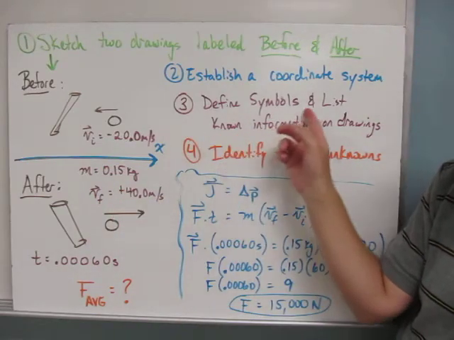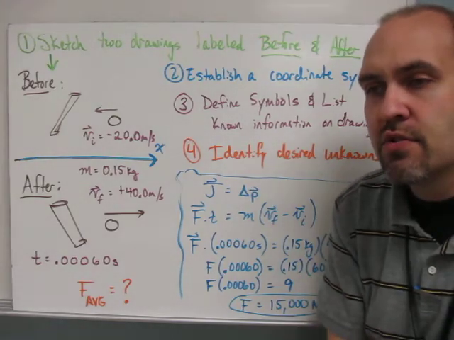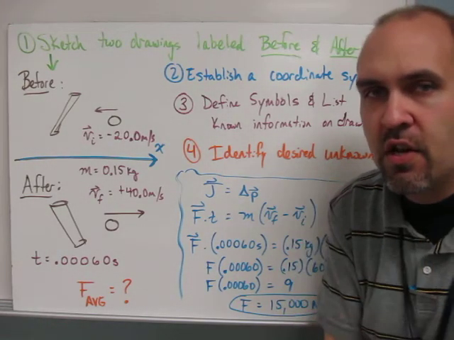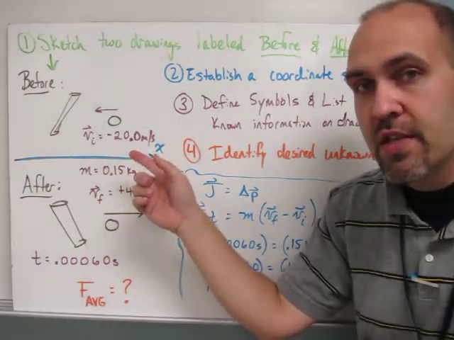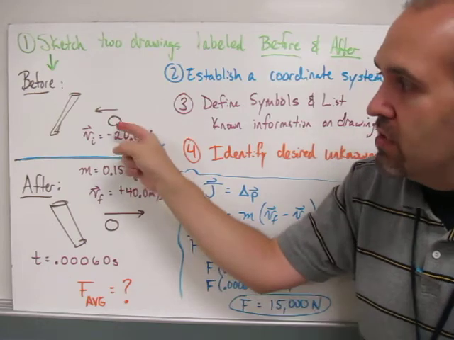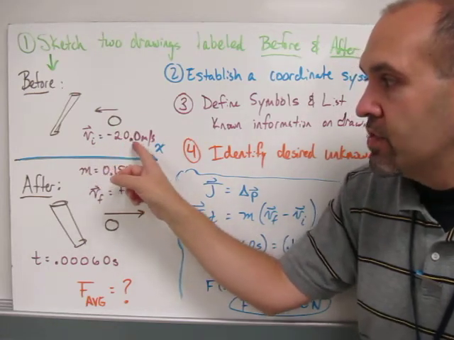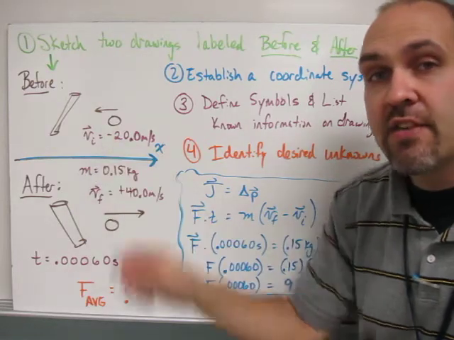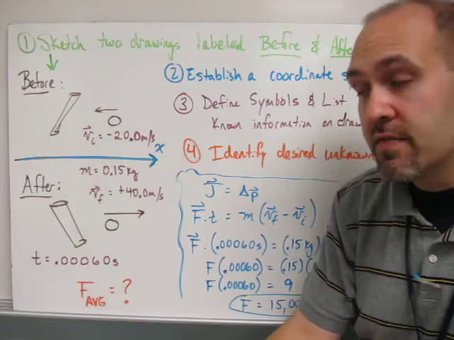Third step is to define symbols and list the known information on the drawing. I don't think you need to list it twice. If you define the symbols on the drawing and list the information there, that's probably good enough. So I've labeled the initial velocity VI, and I made it 20 meters per second, and I put a negative sign there because according to our coordinate system, negative is left and it's moving left.